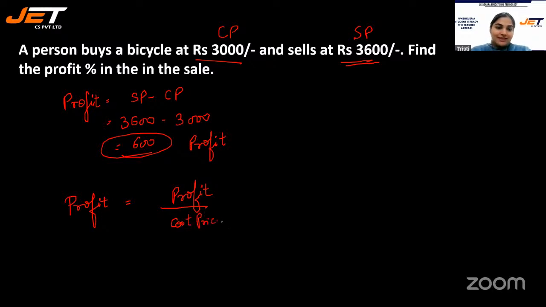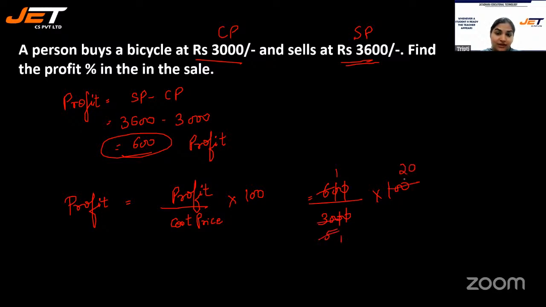Now, to find the profit percent, it's profit by the cost price, I can write cost price as CP also, times 100. So profit is 600. Cost price is 3000 times 100. Solve this. So here, let's do this. 2 zeros cancelled. 6 ones are 6, 6 fives are 30. 5 ones are 5, 5 twos are 10, and 20. That is 20%. You can also solve this in a different way.